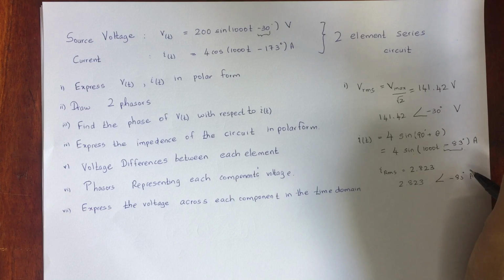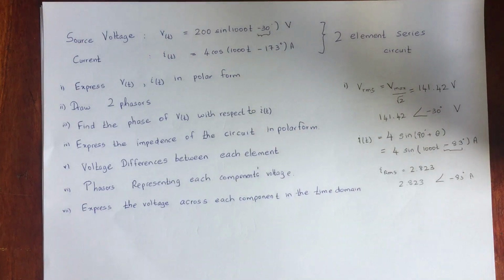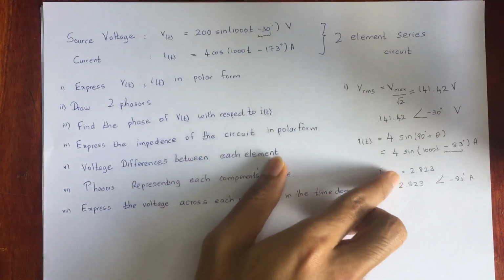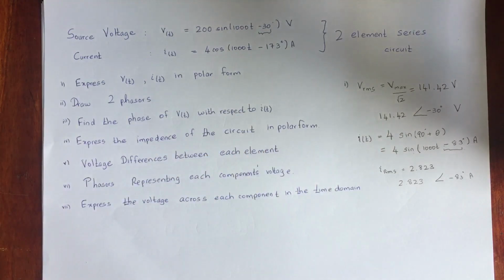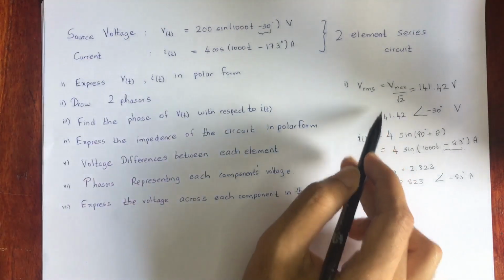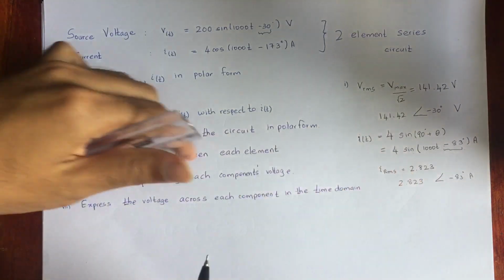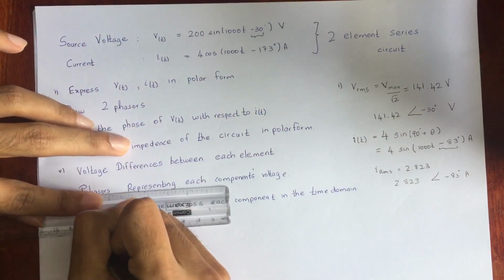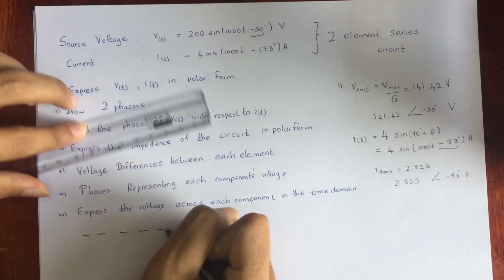So when we are considering the next question, they are asking about drawing these two phases. We have already learned about this one. When we are considering the phases, it simply means we are going to draw these two in the same image, same diagram. That is known as a phasor diagram. Let's say this is a reference line. We are going to consider a reference line.